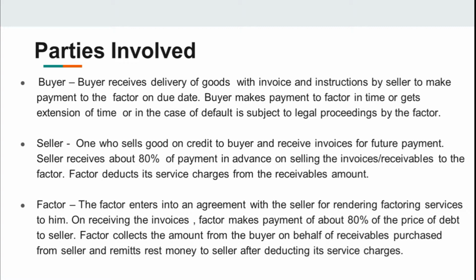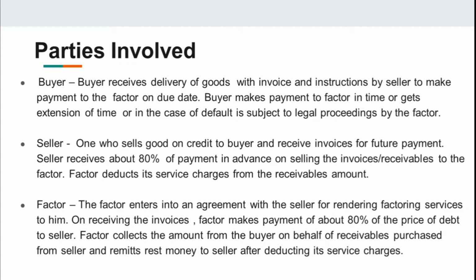Buyer receives delivery of goods with invoice and instructions by seller to make payment to the factor on due date. Buyer makes payment to factor in time or gets extension of time, or in the case of default, it's subject to legal proceedings by the factor.